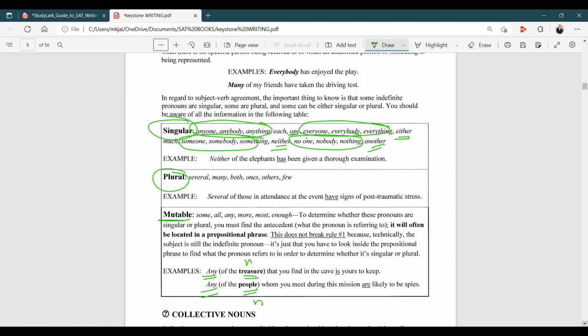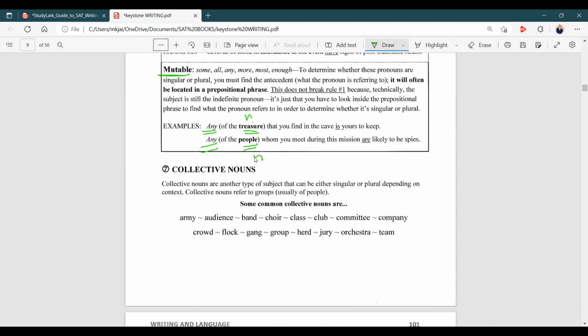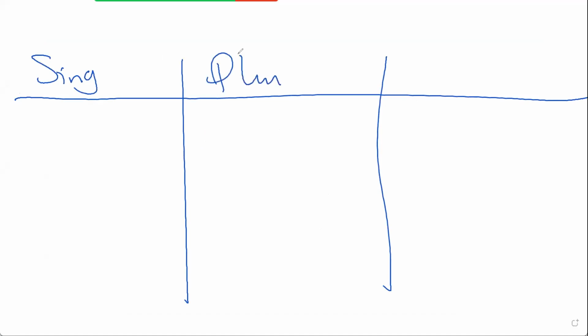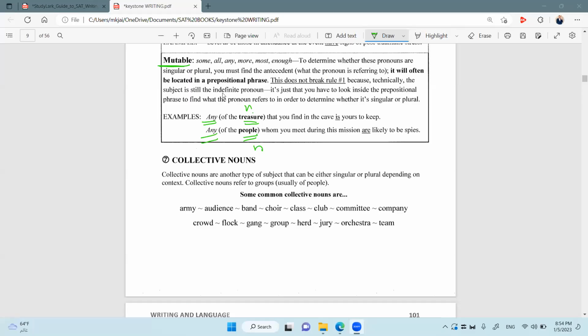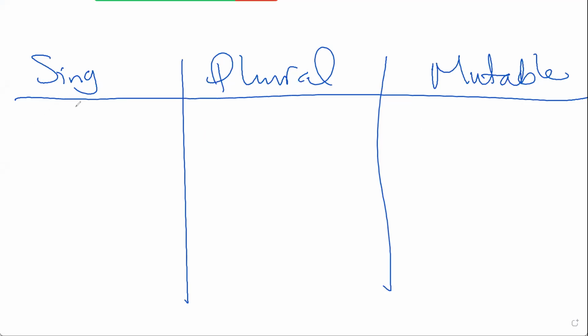Then comes collective nouns. So what are we going to do? Part of your homework is to draw a table divided into 3 columns: singular, plural, mutable. Is it clear? Sorry, I need the whiteboard. For example, what can I write here? We can write anything, something, everything, someone, somebody. And then what's the next one? Every, and so on. You can have it like one piece, just to remember them.